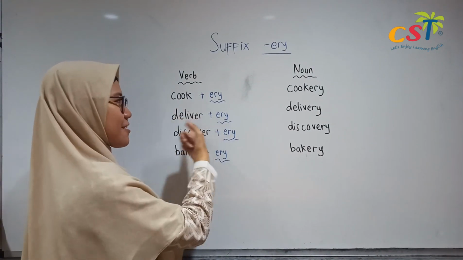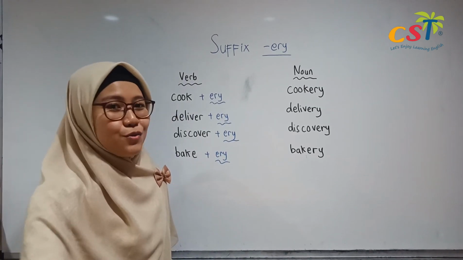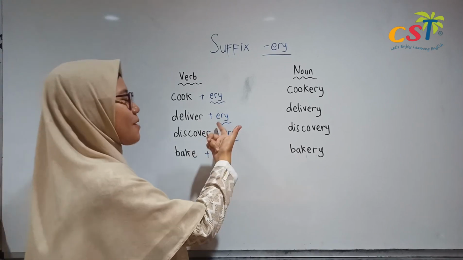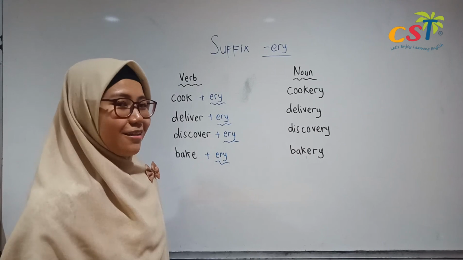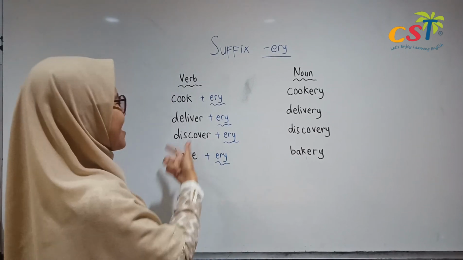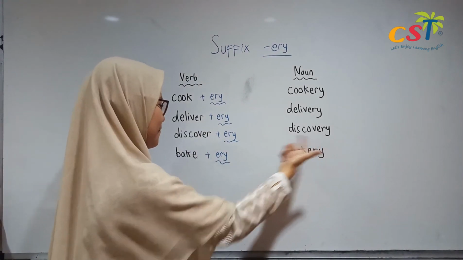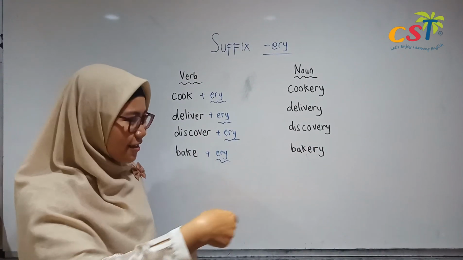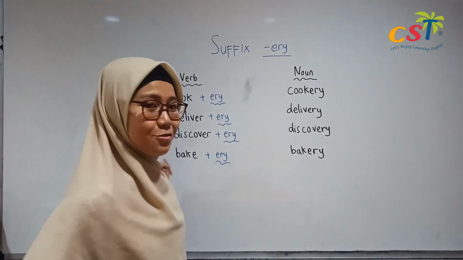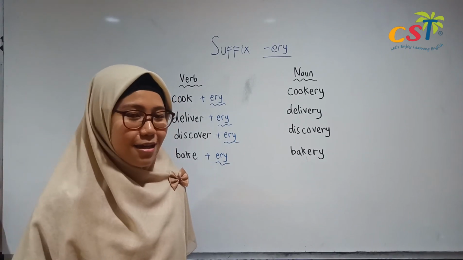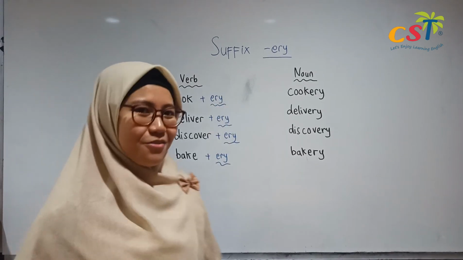Deliver. Deliver is an action. Someone delivers the package to your house. But when you add -ry, it becomes delivery. It becomes a noun. Delivery order, and so on. And then discover. It's a verb. Plus -ry, it becomes discovery. And the last one, bake. I baked the cake. Plus -ry, it becomes bakery, a place where you can buy cake or bread and so on. So that's about the suffix -ry.